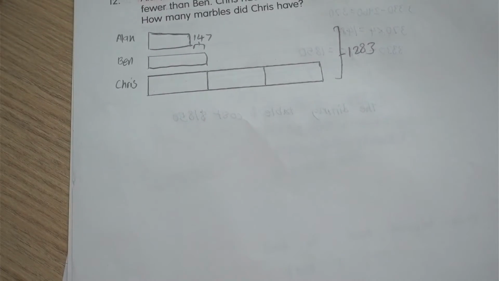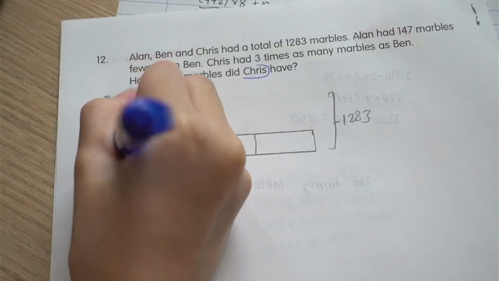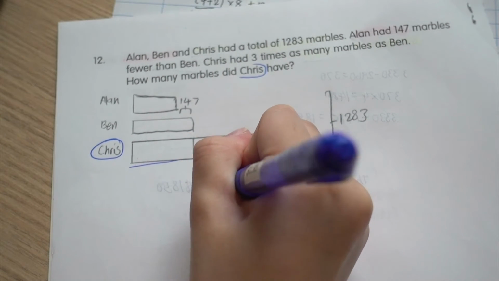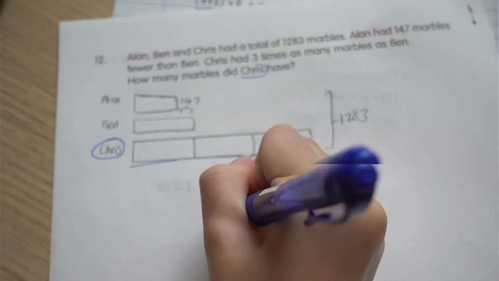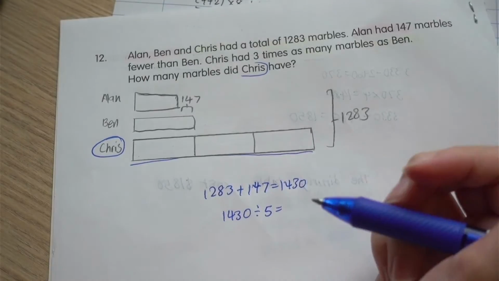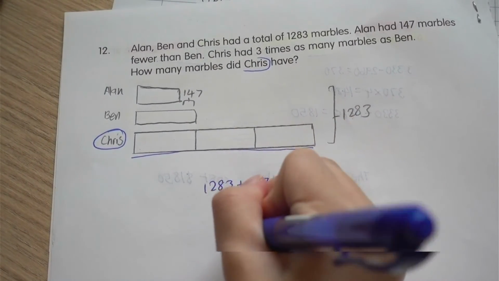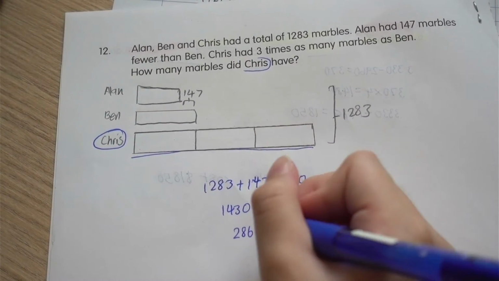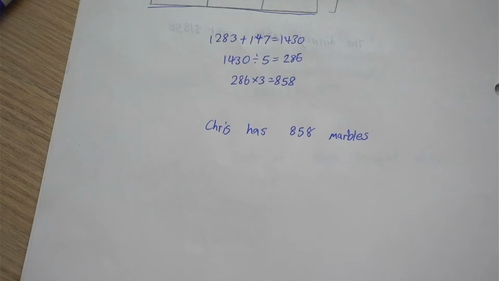Okay, so this is our model. Now we have to find out what Chris has. This guy has 3 units. So 183 plus 147, because there are 5 units. You must always be careful about these questions. What is the question asking for? Is it 1 unit or how many units? 3 units for this one, because they're asking how many marbles did Chris have.